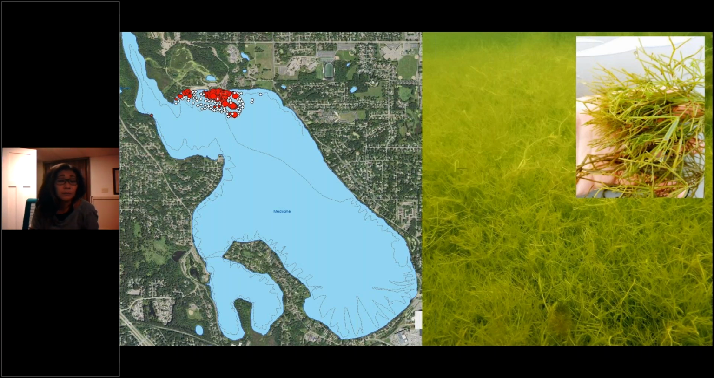And as you can see from this map on the left, starry stonewort is mainly in that northern area where the public access is. And here on the right, you have a photo of dense beds of starry stonewort, so what that actually looks like when it's covering underwater. So really these specific dense stands occupy, at least in this instance, about half of the water column.